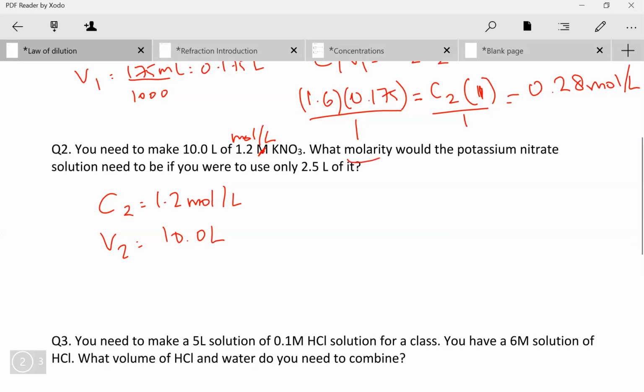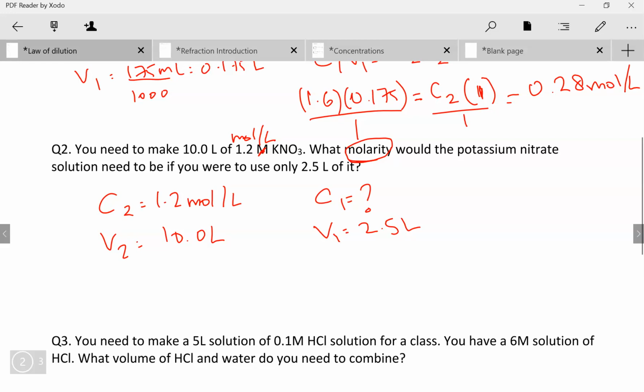So what molarity? I'm asking you for the concentration potassium nitrate would need to be if you were to use only 2.5 liters of it. So volume is now 2.5. So I started off with 2.5. What concentration do I need to have so that when I make the volume 10, my concentration is 1.2? So what concentration should I start off with in the 2.5 liters and add water to that?